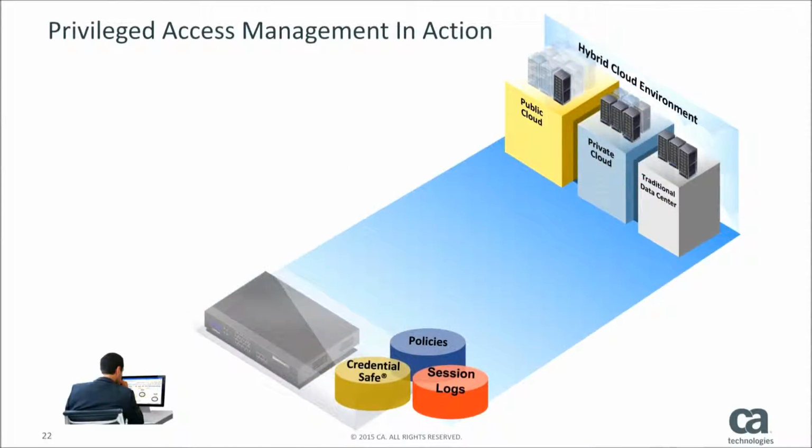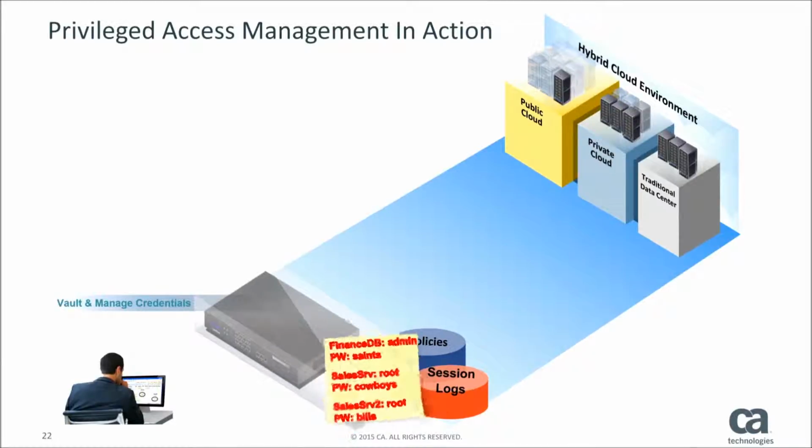How does it look in practice? So basically, you want to put a gateway and server access controls, which would enable you to first vault and manage credentials like username, password, keys, SSH keys, and everything in a credential safe. So they are in a safe location, being managed from the central location, and not being revealed to users.